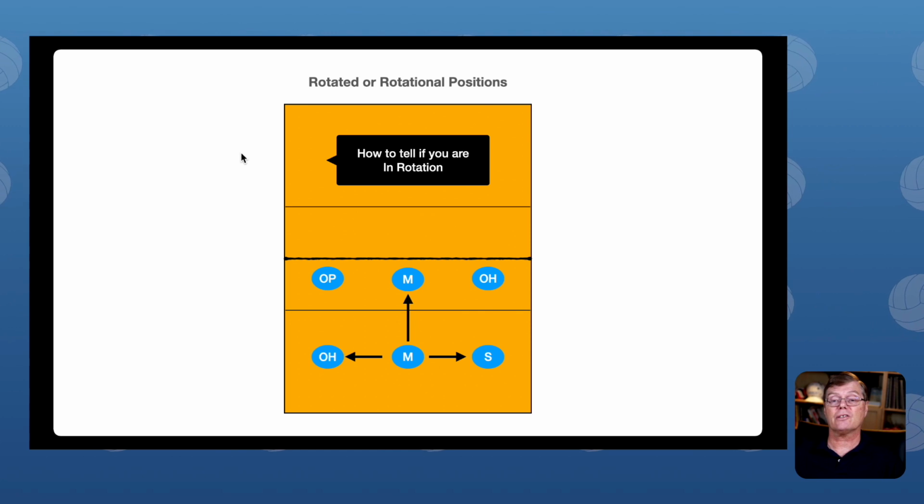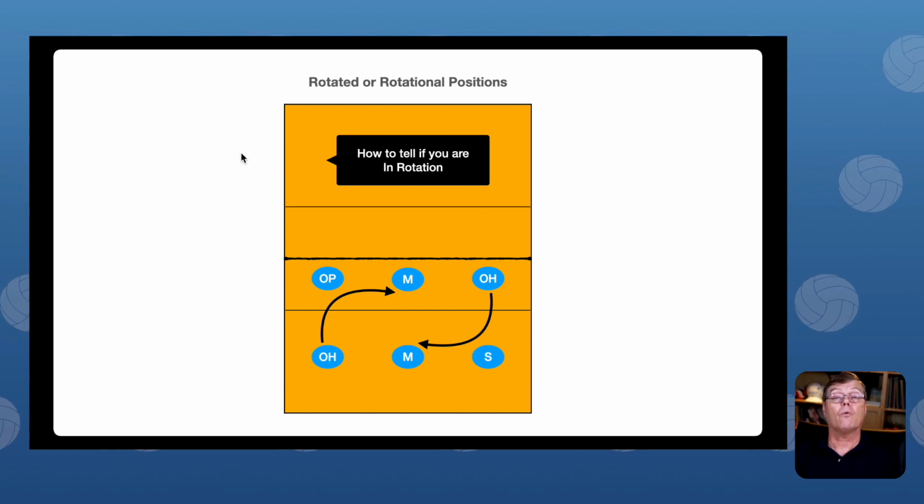So in this case, the middle could look and say, well, there's a setter behind me and an outside hitter in front of me, and oh, I'm across from a middle. I'm in the right place in rotation when the ball is served. So rotation, we rotate clockwise, so everybody would move in these directions as we move from one rotation to the other.